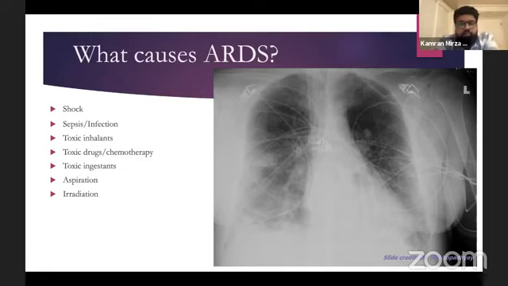So it could be shock, it could be sepsis, it could be inhalants, it could be toxins, it could be aspiration pneumonia, it could be radiation, and basically the lung has only a few ways that it can actually manifest injury, right? And so it could be pulmonary edema, it could be pulmonary fibrosis, it could be scarring, and it could be ARDS, right? So typically that's what we think of. In the acute setting, it will be acute respiratory distress syndrome.